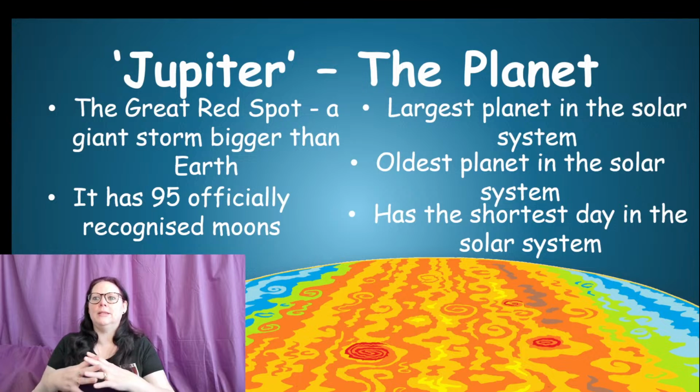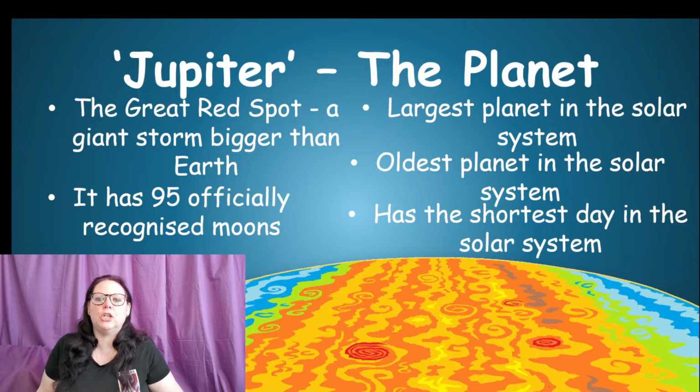That's enormous. It's the oldest planet because it was formed from the dust and the gases left over from the sun's formation 4.6 billion years ago. It has the shortest day in the solar system. It's only 9.9 hours for it to spin around on its axis.